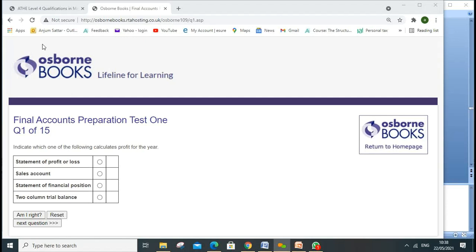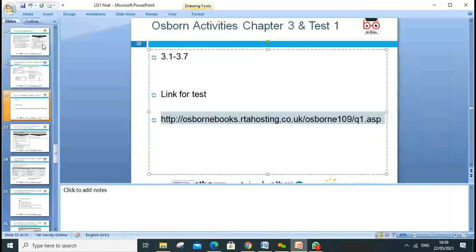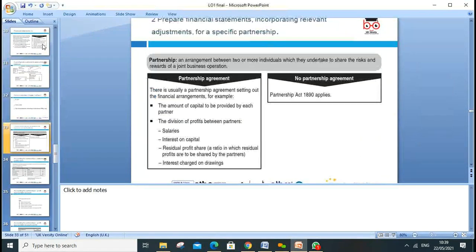Okay, copy this link and please do this little test. Indicate which one calculates the profit for the year. What do you think? It's nice. It's good. Yeah, so you can say I'm right or wrong. Yes, statement of profit and loss, and you can do it with adjustments as well. Further question: if you can't work out which one, at the end it will show you all the answers as well. Yeah. Okay.